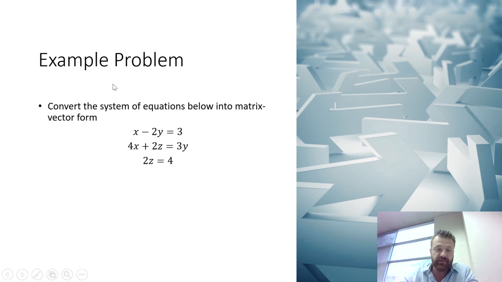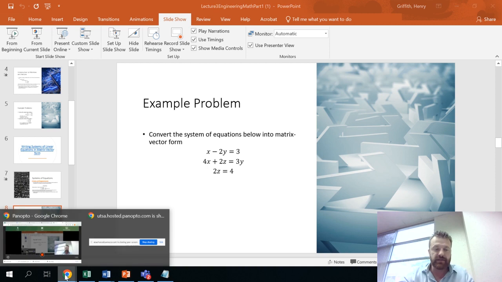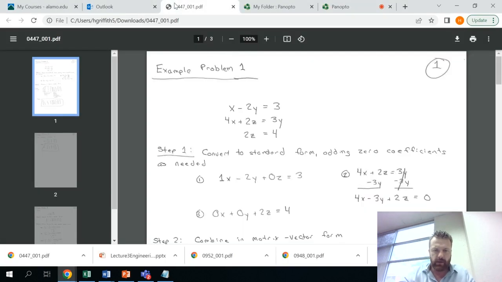The first equation involves variables x and y. Second involves variables x, z, and y. And the third involves only z. So what we're trying to do here is to rewrite this into matrix vector form. And let's take a look at how that would actually work.